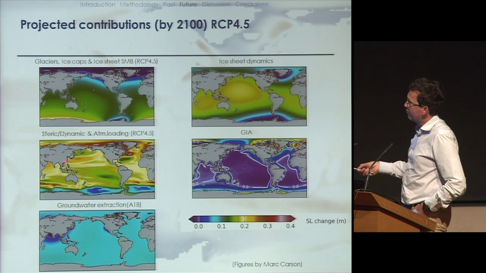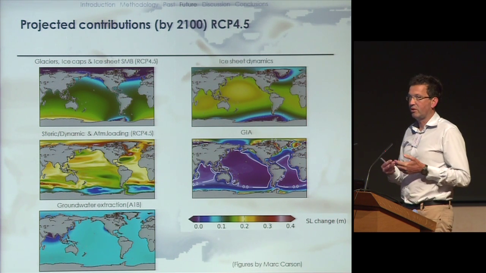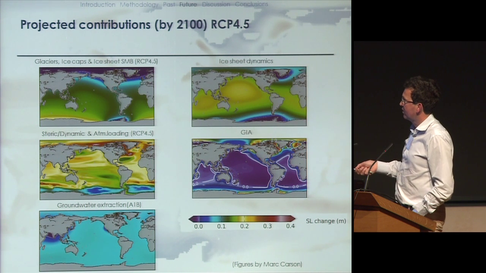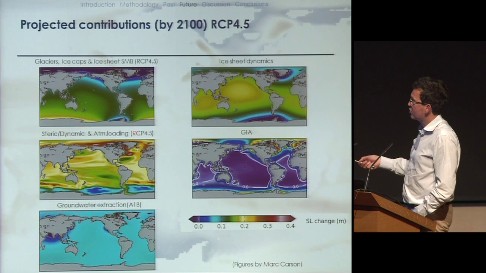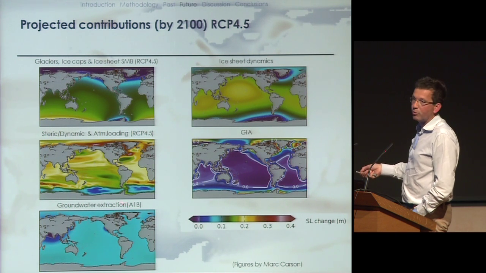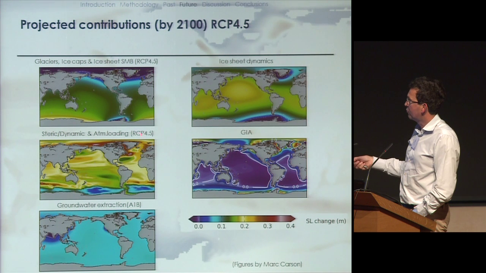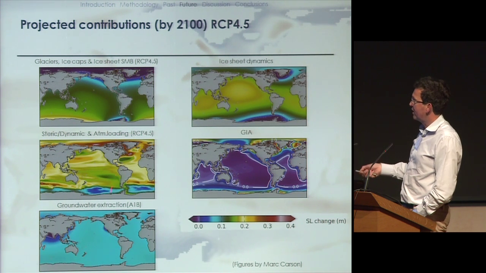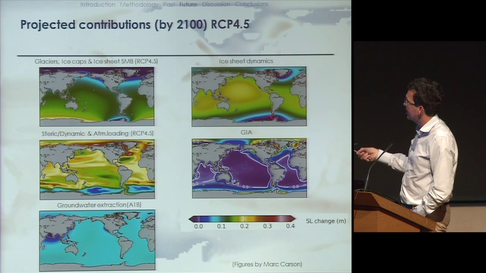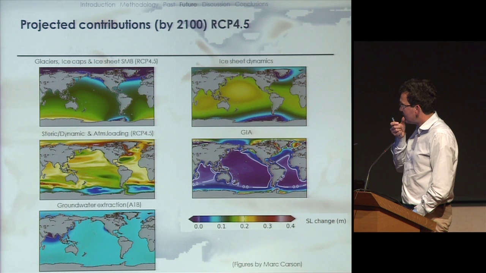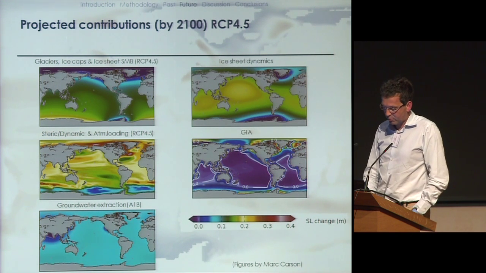You see the same, but then for the steric dynamic contribution and the atmospheric loading grouped together, so the direct climate model effect, you may call this. The groundwater contribution is taken from the A1B scenario because it was not available for the RCP scenarios yet, but A1B is fairly comparable to RCP 4.5, so it's not too bad to combine that. There is an ice dynamical contribution, giving a distinct pattern, of course, around Greenland and Antarctica, and there's the GIA pattern. These figures are made by Mark Carson from Hamburg.